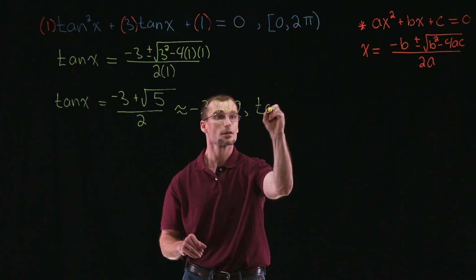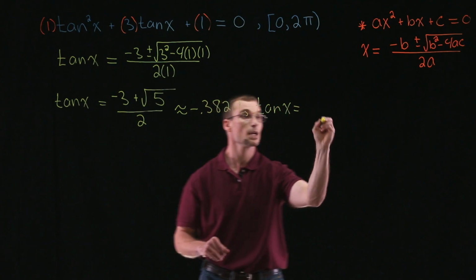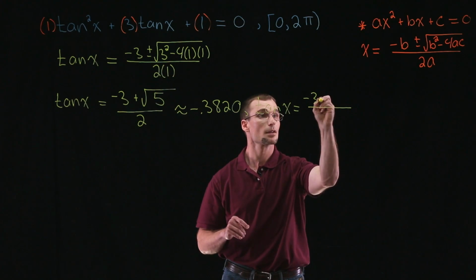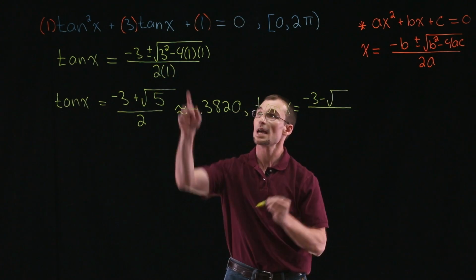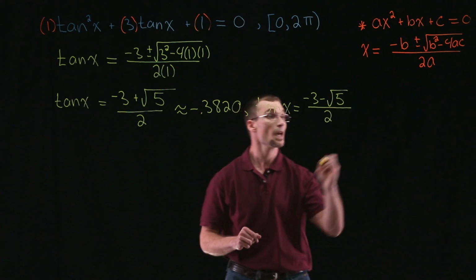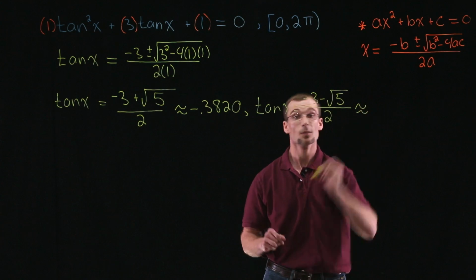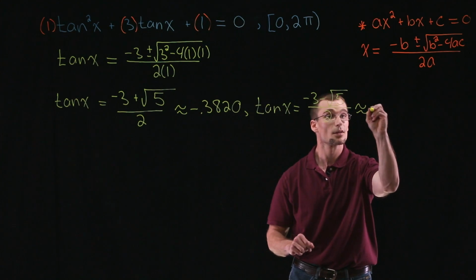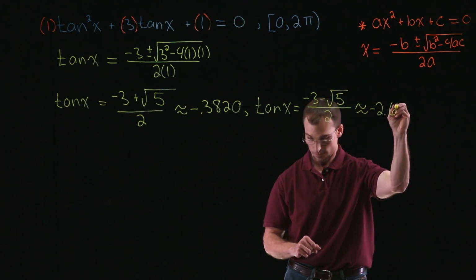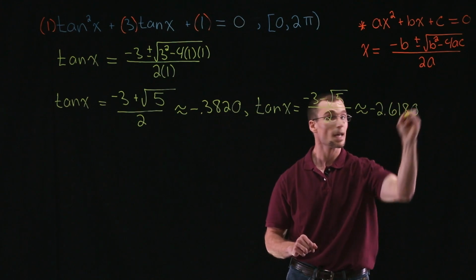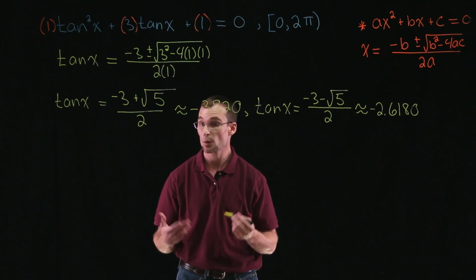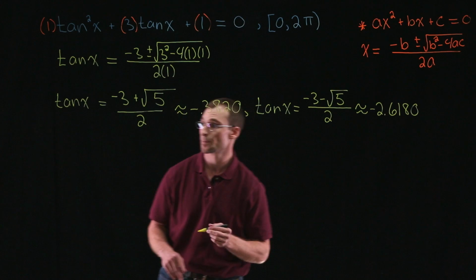And the second solution is tangent of x equal to negative 3 minus the square root, everything underneath, 3 squared minus 4, which again is 5, all divided by 2. And this can be approximated by plugging into our calculator as negative 2.6180. So that's what tangent is equal to. Now to solve the equation, we want to find what x is equal to, or the angle.